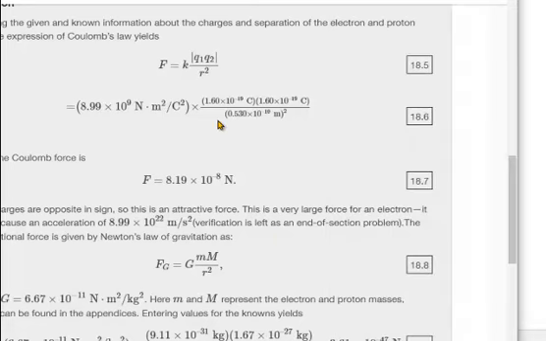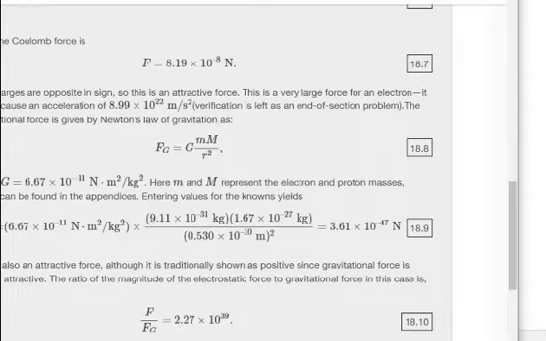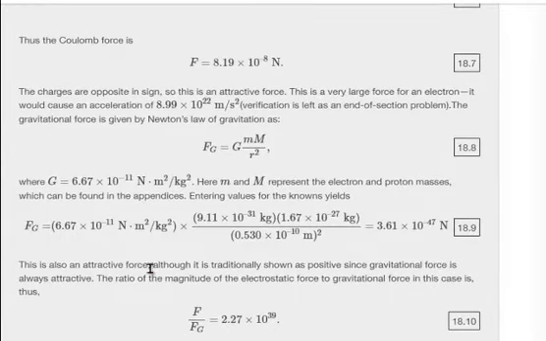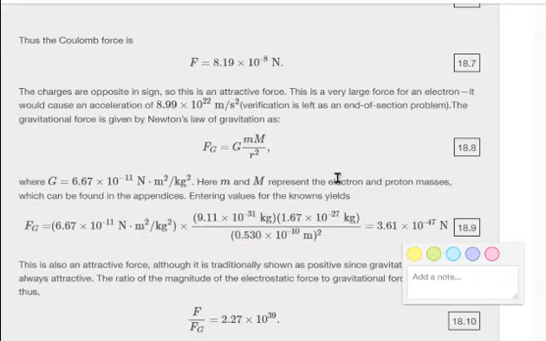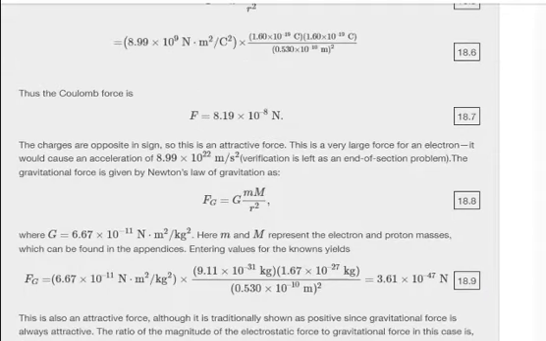Then they do the same thing for gravitation, and I'll spare you plugging that in. Basically the same thing. Of course, now we have the masses and the gravitational constant, which is really small. And this is kind of the kicker here. The gravitational constant is really tiny, 10 to the negative 11, while the Coulomb constant is relatively large, 10 to the 9th. So that's a big difference. The masses are really, really tiny: the electron, 9.11 times 10 to the negative 31, and the proton, 1.67 times 10 to the negative 27.